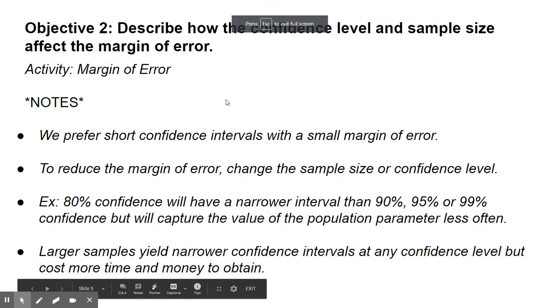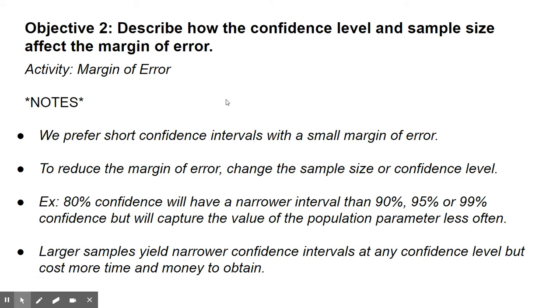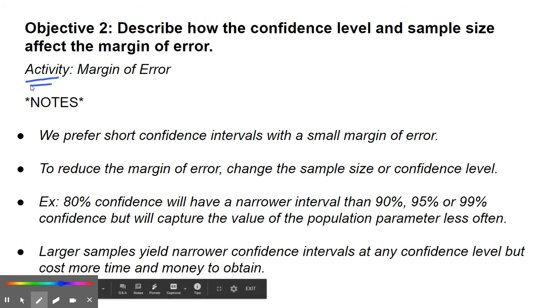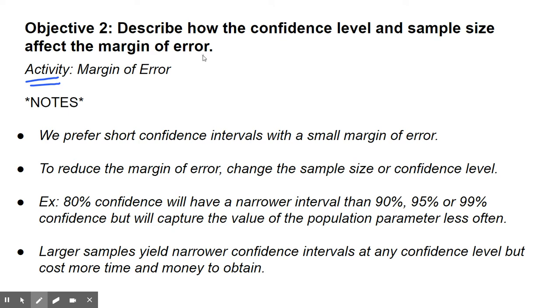Okay, so now we're really going to talk about how the confidence level and sample size affect the margin of error. I think you kind of saw the confidence level in the first activity. So now you're going to do the second activity right here, and again, we're going to focus on the margin of error. So go do that activity and then come back.